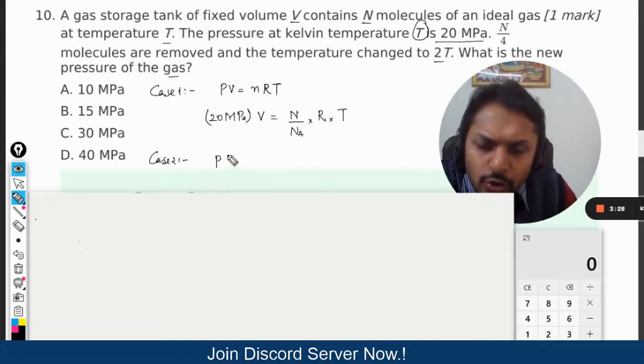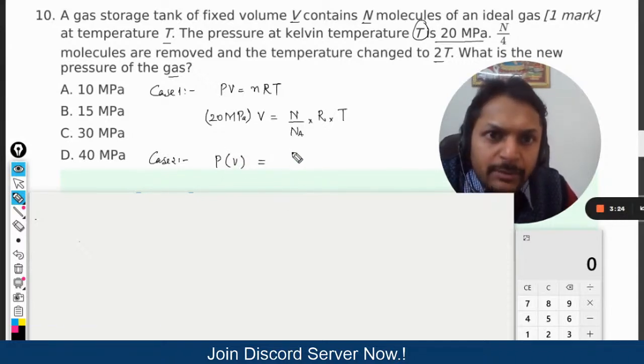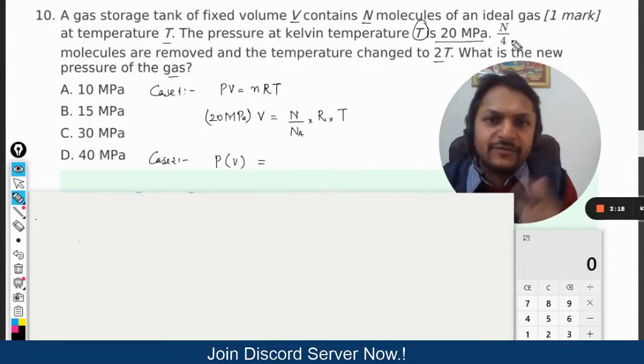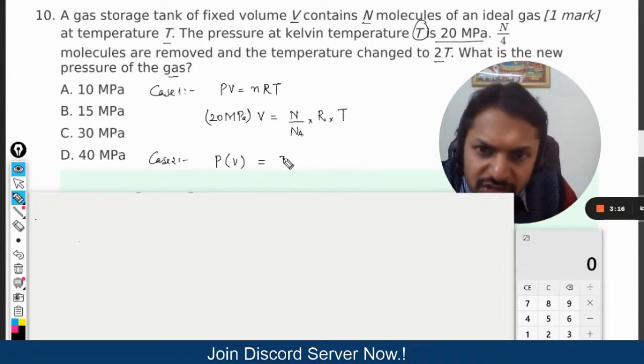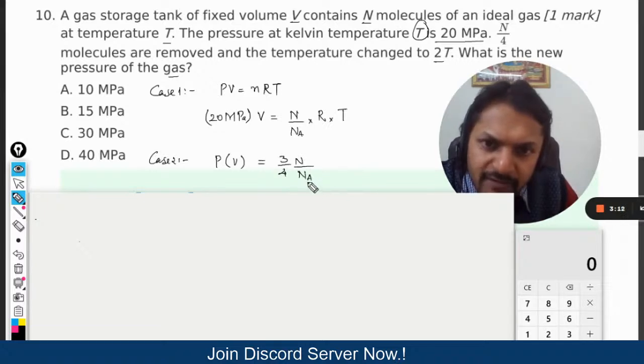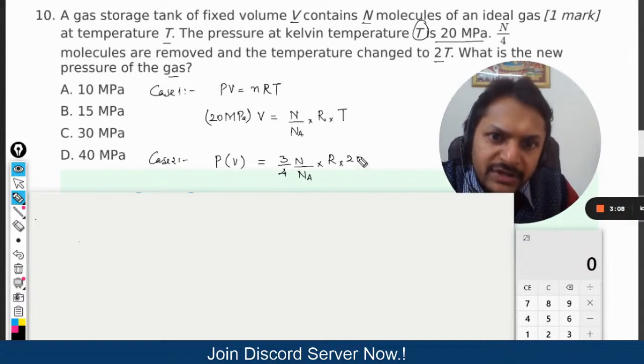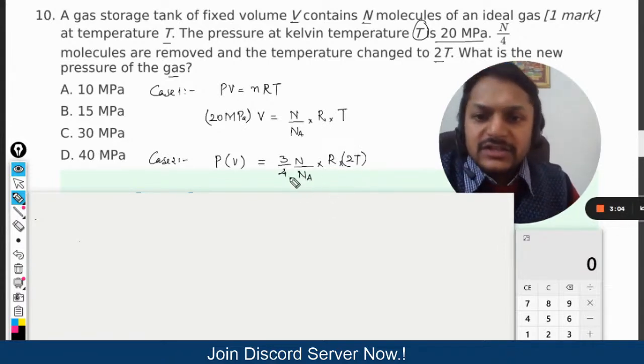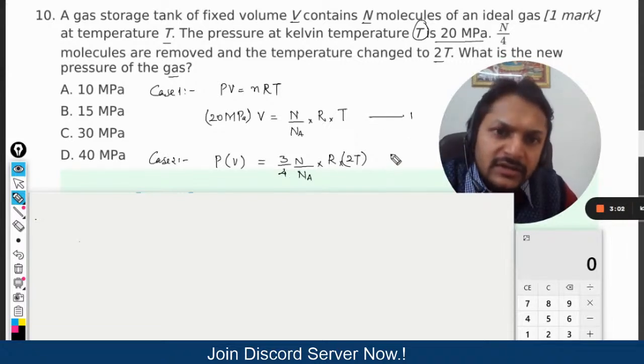Now the second case is, pressure, we don't know. The volume is kept constant because you can't change the chamber, but the number of molecules has been changed. N by 4 has been removed. So what is the number of molecules left? 3 by 4. So it's 3 by 4 into N divided by Na will be the number of moles now, into R into temperature, which is now double, that is 2T. Again, we have done these kinds of questions earlier also.